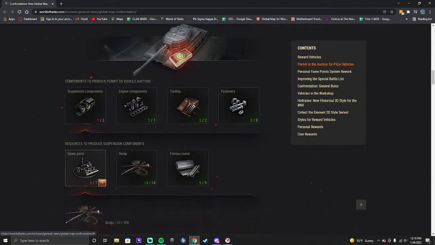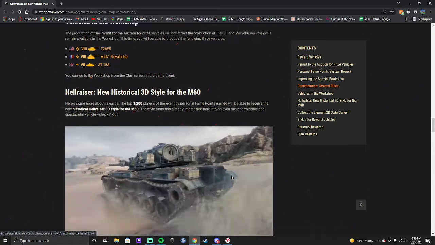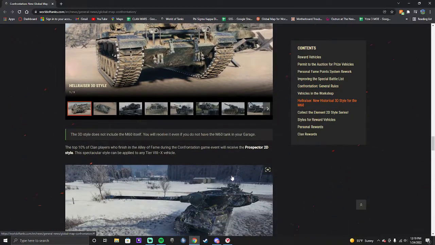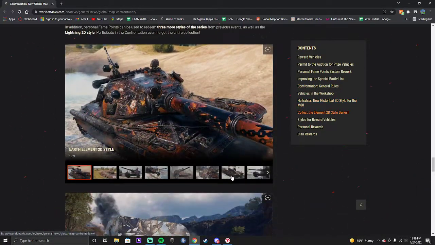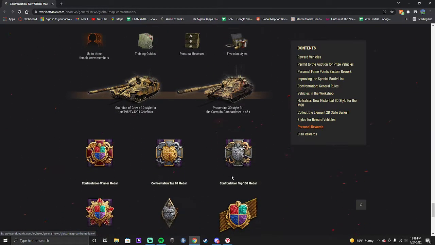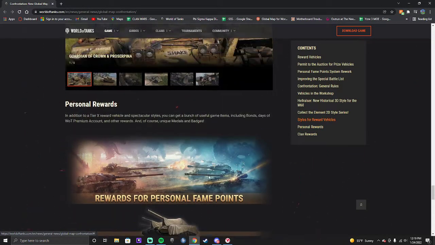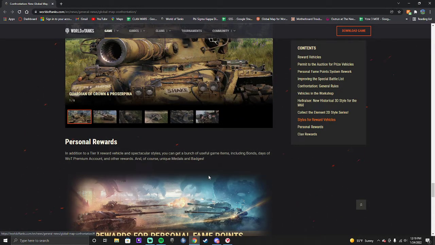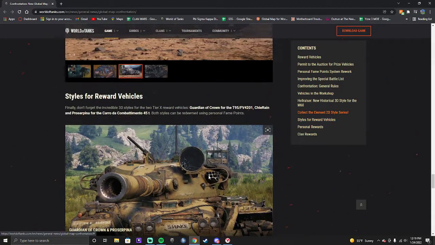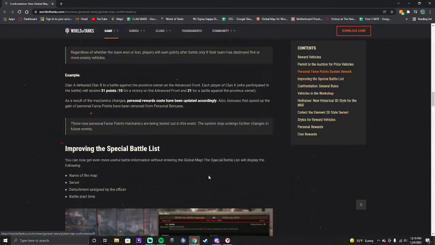But yeah, it is what it is, but I think this is just gonna be a dumb season of just idiocracy. I don't know why they'd change the fame point system and take away prize vehicles. I guess they just want to get everybody to spend all their bonds in the auction, right?